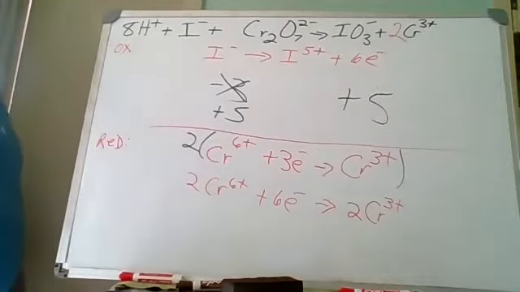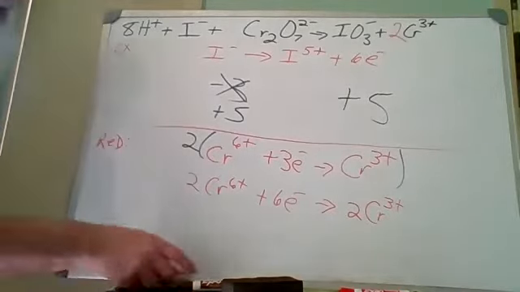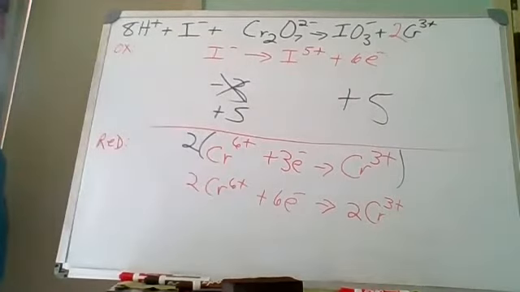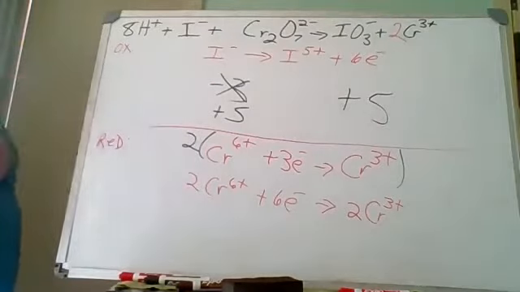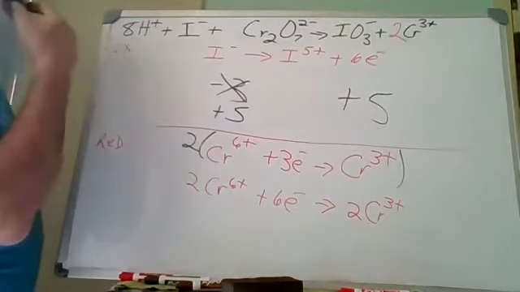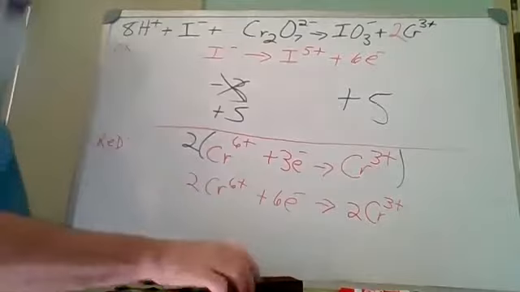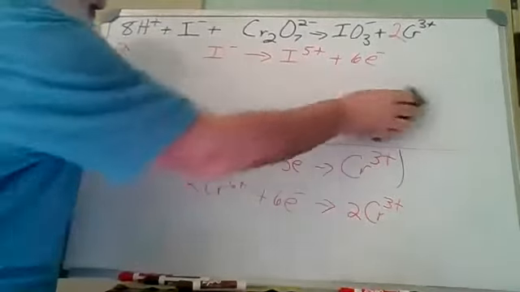Now I have a problem. We took care of one problem, but we introduced another one. Because now I have hydrogens here, and I don't have any hydrogens over there. I have 8 hydrogens here. I'm going to get rid of this charge business because we already took care of it.